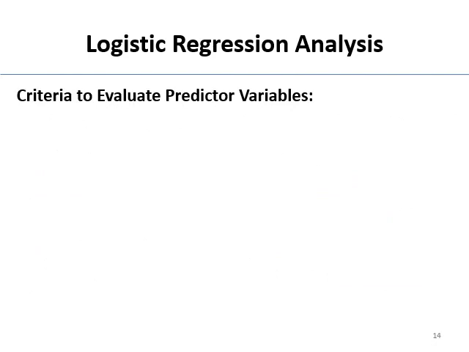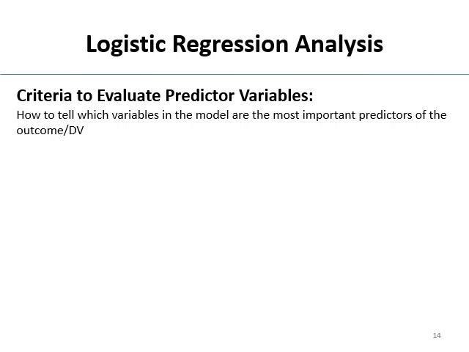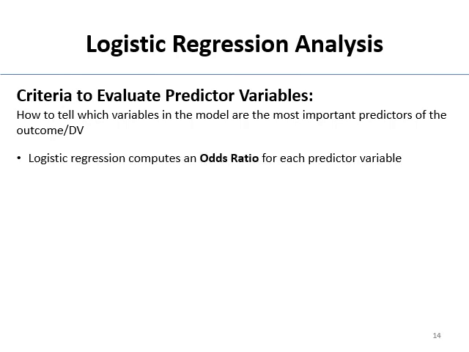So how about choosing your predictor variables? How do you know which are the better predictor variables? Remember we had beta and squared semi-partial correlation in linear regression. It's the same thing here. What do I use to determine the more important predictors? It is an odds ratio.